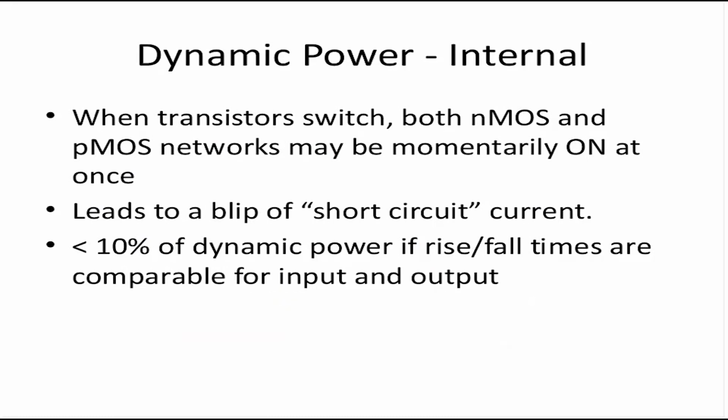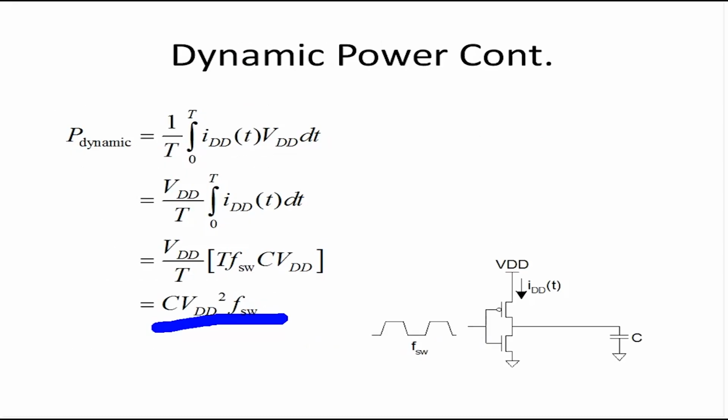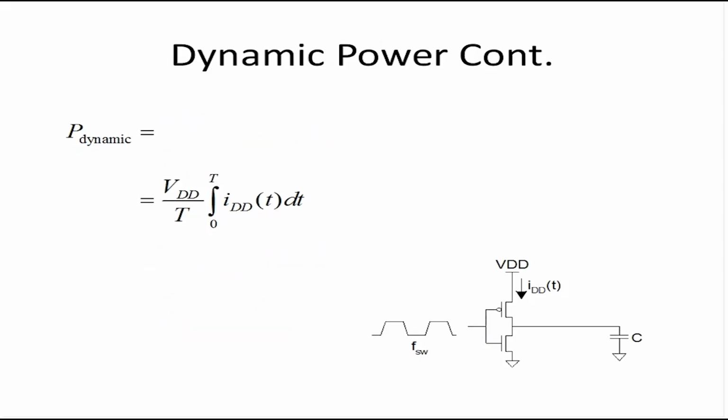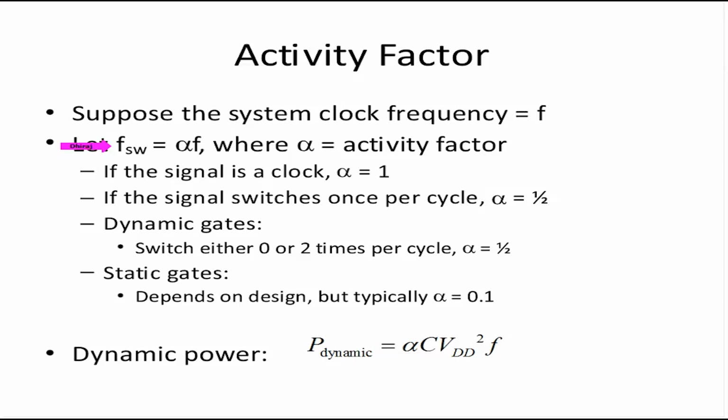If the rise and fall times are comparable for input and output, and for faster frequency, typically this would be less than 10% of dynamic power. So still, the internal power is less prominent than the power based on switching activity, which is the switching power. In present day chips, the most important factor is dynamic power, which is caused by switching, that means charging and discharging of the load capacitor. Second is the internal power, the short circuit power. The third is the leakage power, that is dependent on the substrate leakage. So these are the three major power factors.